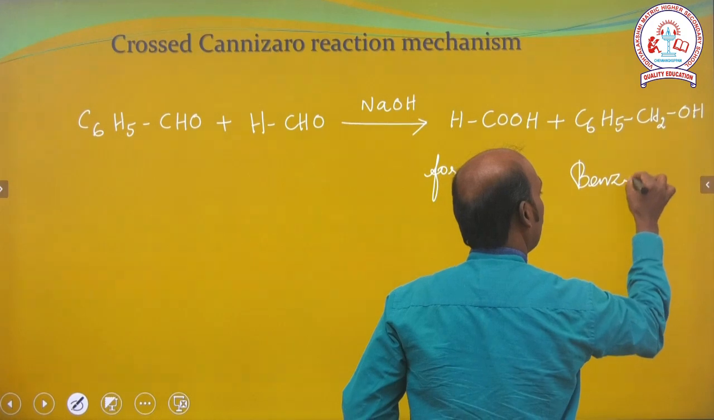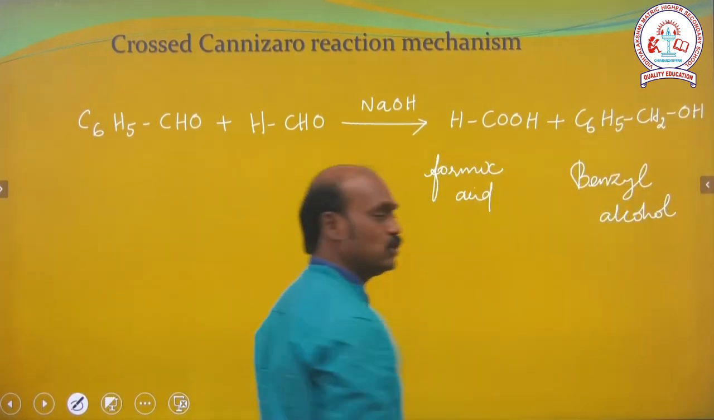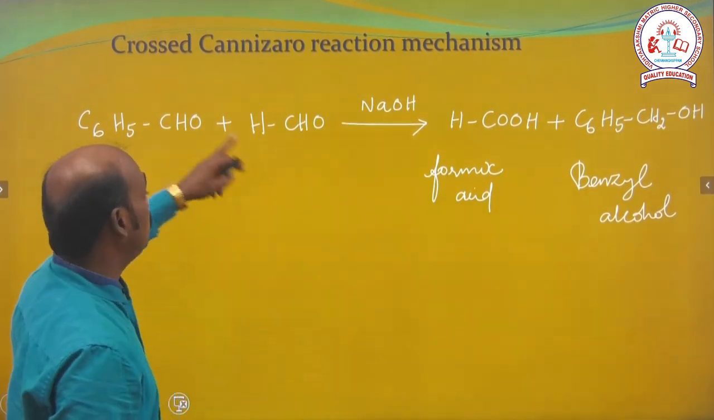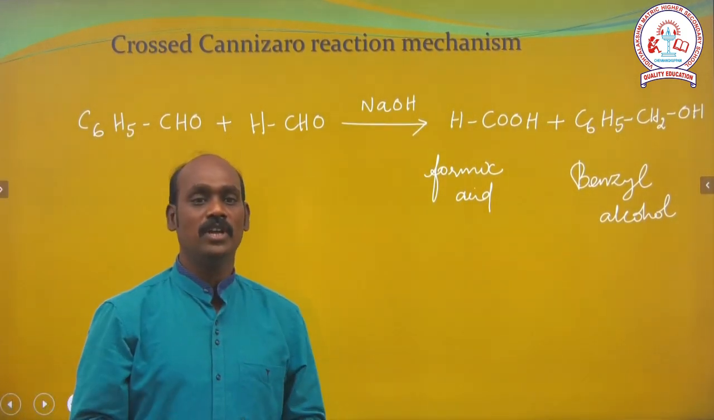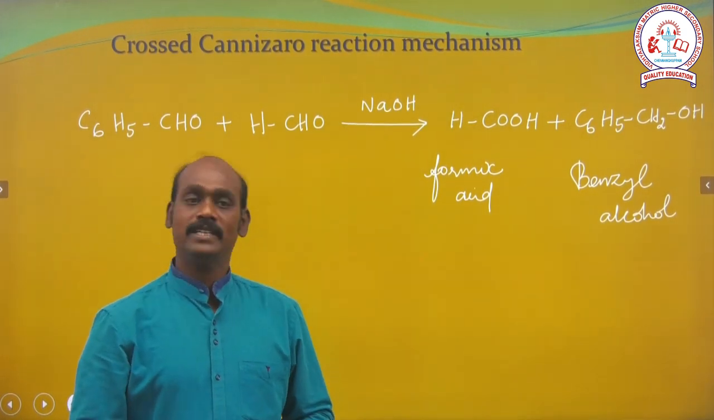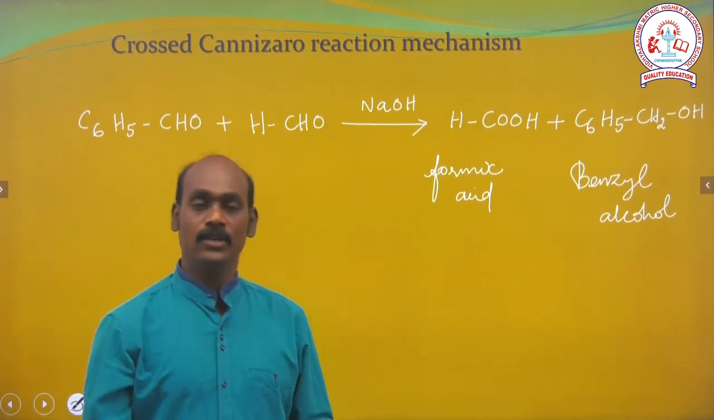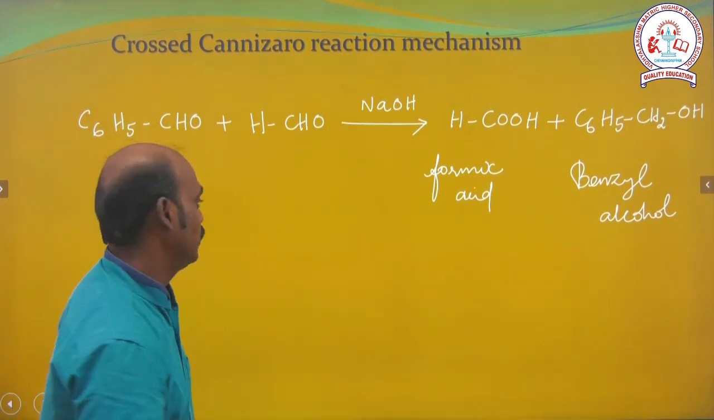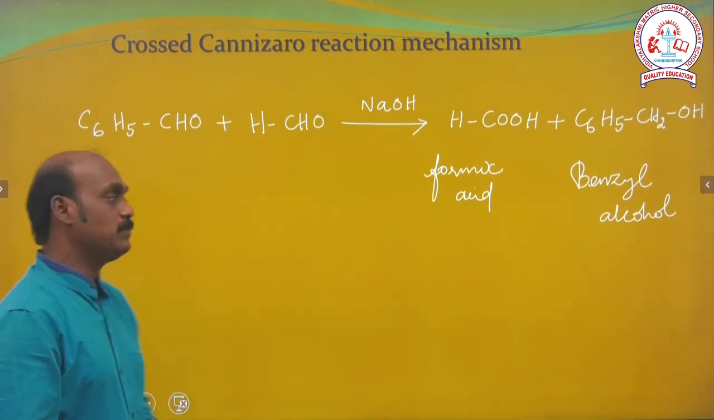Benzyl alcohol. So here formaldehyde is a highly oxidized group, so it will be converted into carboxylic acid. Compared with formaldehyde, benzaldehyde is a less oxidized group, so it will undergo a reduction process. So this is an example for crossed Cannizzaro reactions. Now let us know the mechanism for the crossed Cannizzaro reaction. So in the first step, we know the first step is a nucleophilic attack by OH minus ion.